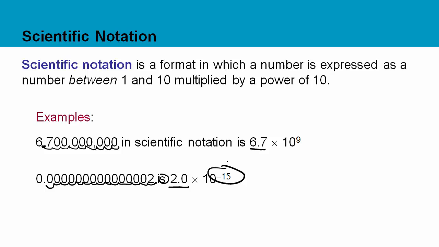It's a shorthand for listing very big numbers and very, very small numbers. It also means that you oftentimes have to round to get something in scientific notation.